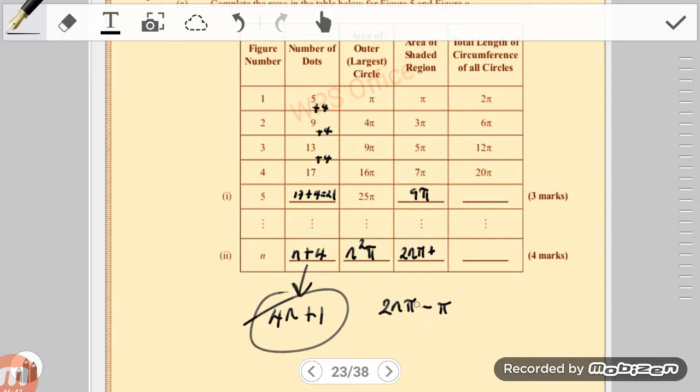Now we can simplify this a bit further, because at the moment we're not able to just subtract pi from 2n pi, because these are two unlike terms. So we can make this formula a bit more simplified by taking pi as a common factor and leaving the 2n, and pi into pi goes 1 time. So we could say that the formula is pi open bracket 2n minus 1.